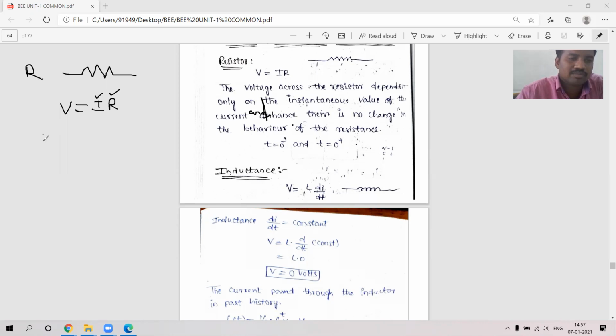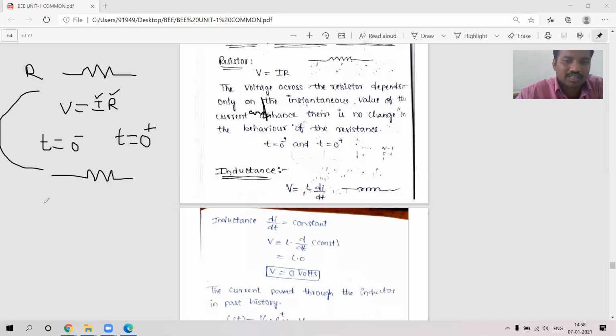That means before the switching, at t equal to 0 minus, and after the switch is on, that means immediately after, at t equal to 0 plus, there is no dependence on the time interval. So that is why the resistor will remain a resistor itself. There is no change of resistor position.